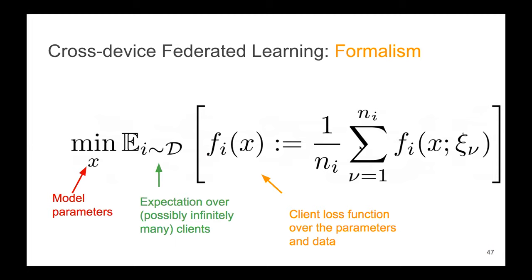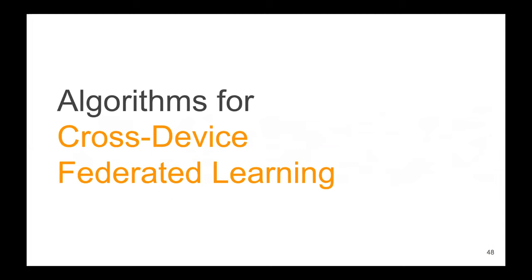the average loss function over its data, and the number of data points is small, so this is a small average. Okay, so roughly speaking, the expectation and the summations have changed roles between the cross silo and cross device settings. Other than that, there's no real difference between these two formulations. Okay, so let's start talking about algorithms for cross-device federated learning.